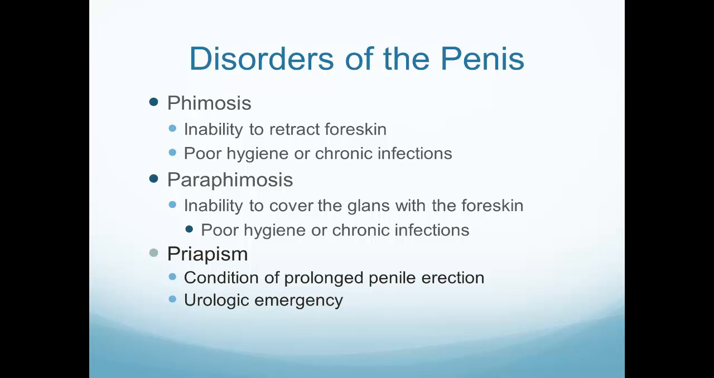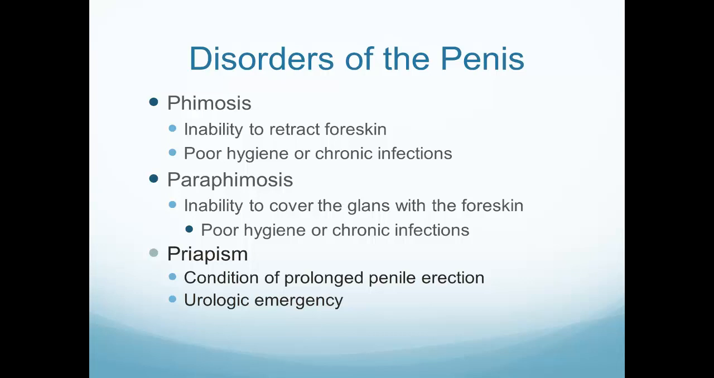Moving on to the male reproductive organs, we can have problems with or disorders of the penis. Phimosis is a situation where the patient is unable to retract the foreskin. This is usually the result of having a chronic infection. I guess poor hygiene might possibly do that as well, but we're usually going to see it in people who have some kind of infection or sexually transmitted disease. Opposite side of the coin is that we have paraphimosis, where the person's unable to cover the glans with the foreskin. And again, same situations that are causing that to occur.